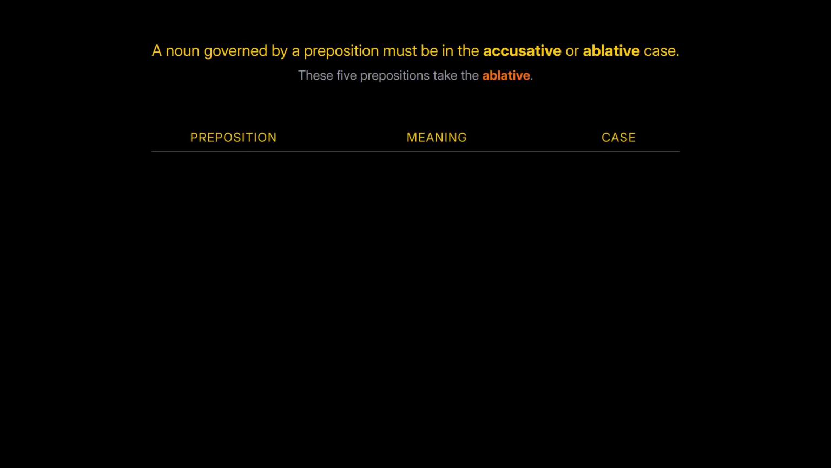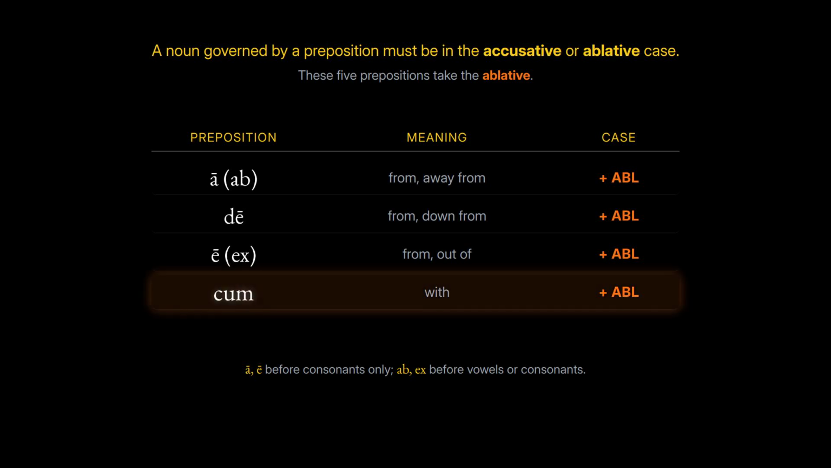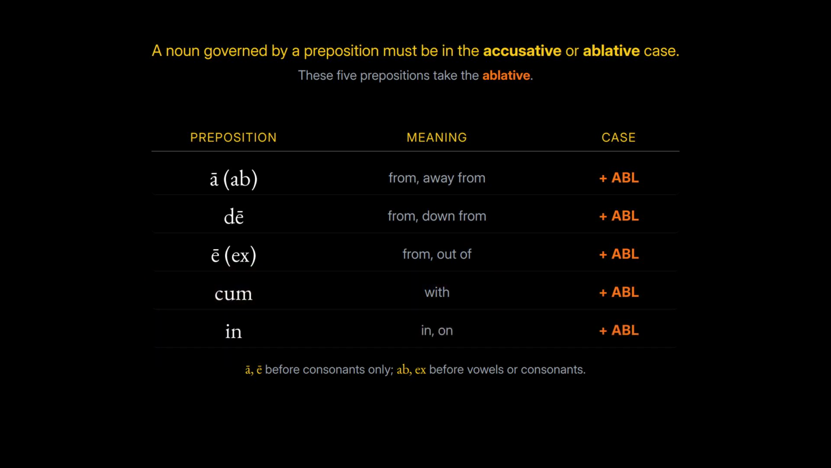Here are 5 prepositions that take the ablative. A or ab, meaning from or away from. The shorter form appears only before consonants. The longer form works before either vowels or consonants. De, meaning from or down from. E or ex, meaning from or out of. Same pattern. Shorter form before consonants only. Cum, meaning with. In, meaning in or on. 2 examples: e silva, from the forest; cum nauta, with the sailor.